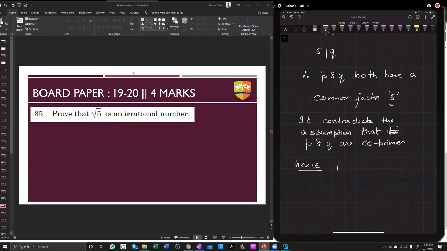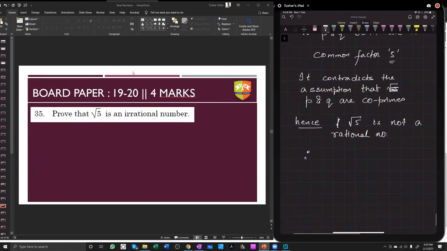Hence, root 5 is not a rational number. Therefore, root 5 is an irrational number. Okay? This is how you have to do it.